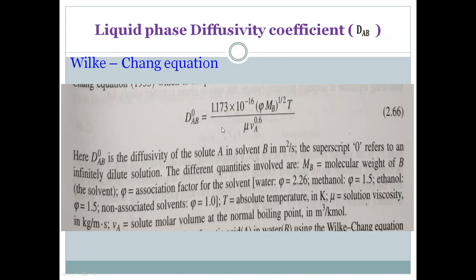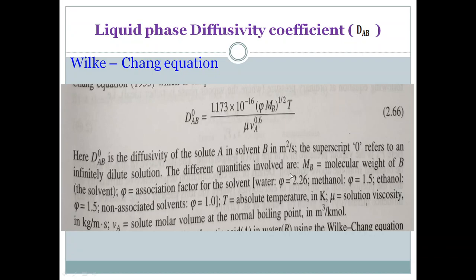Here if you see, there is no temperature term like in the gas case. In case of liquid, the diffusivity is proportional to T. In gas phase, it was T to the power 1.5 to 1.75. But in this case it is T, and in gas phase the diffusivity was inversely proportional to P. But in this case, there is no P. Instead of this, there is viscosity, and with this V_A to the power 0.6.